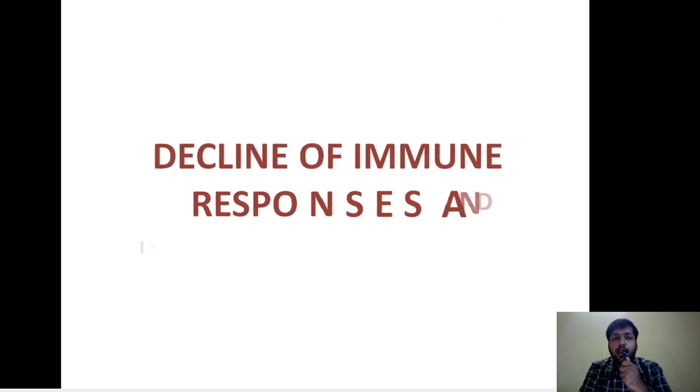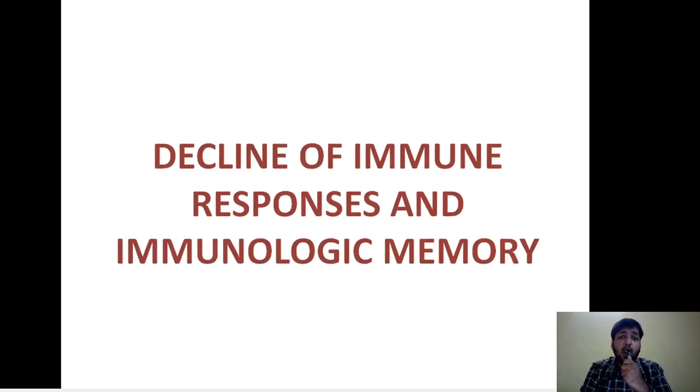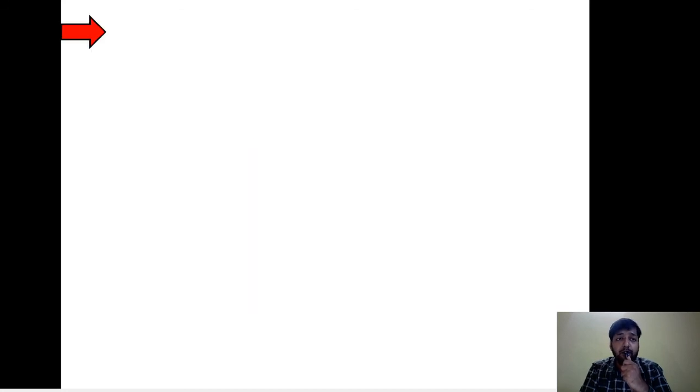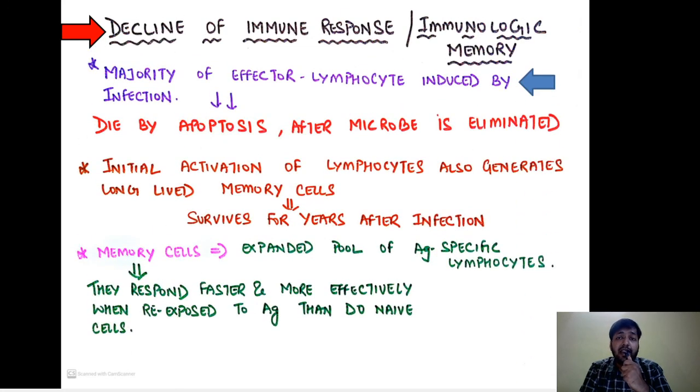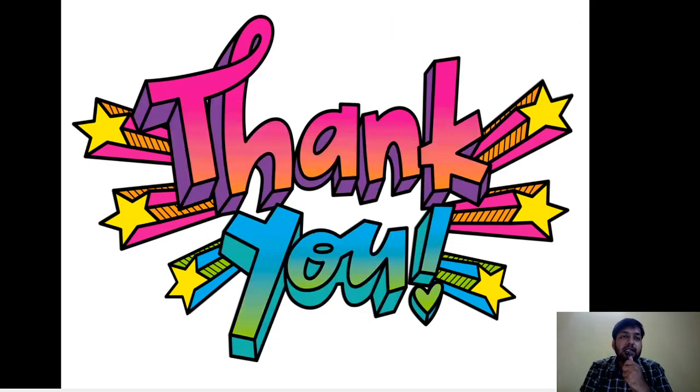Coming to the last leg of today's lecture, that is decline of the immune response and immunological memory. The majority of the effector lymphocytes are induced by infection, and these lymphocytes die by apoptosis after the microbe has been eliminated. The initial activation of the lymphocytes also generates long-lived memory cells which will survive for years after infection. Memory cells are an expanded pool of antigen specific lymphocytes. So they will respond faster and more effectively when they are re-exposed to the same antigen that they had experienced as a naive cell.